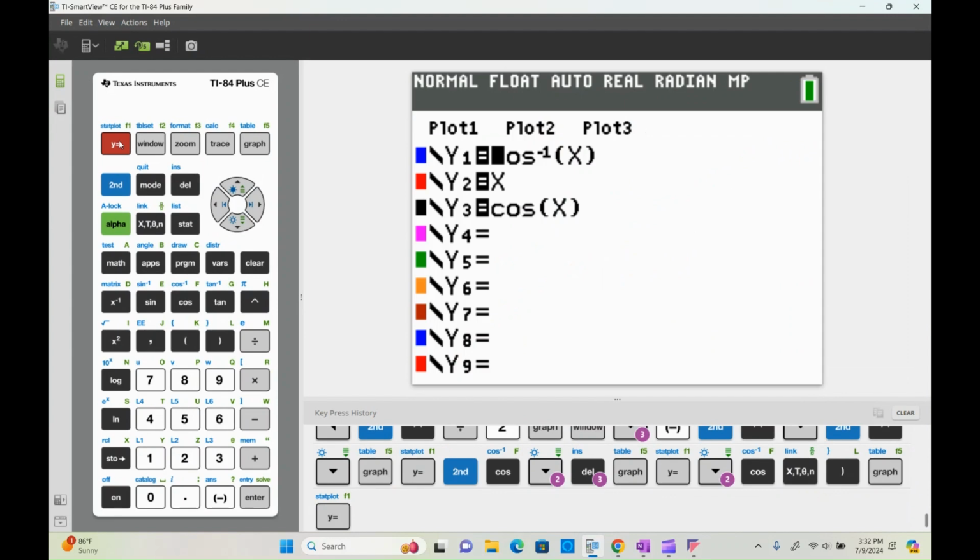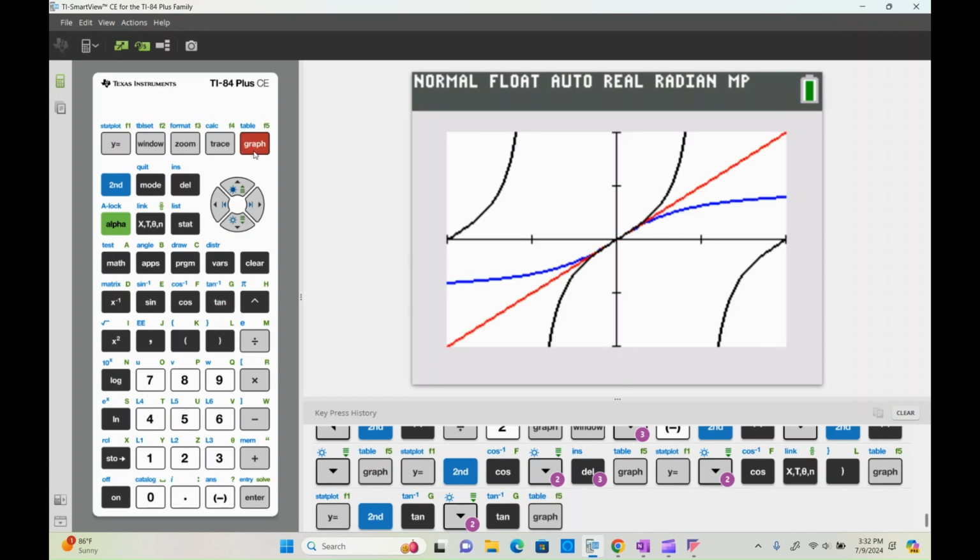So I can come over here and type in second and then tangent for tangent inverse. I have my x here, and then I can make this one tangent. Let's go ahead and graph and see what we wind up with. In the black, what you're seeing is tangent. In the red, you're seeing the line y equals x, and in the blue is the inverse tangent.